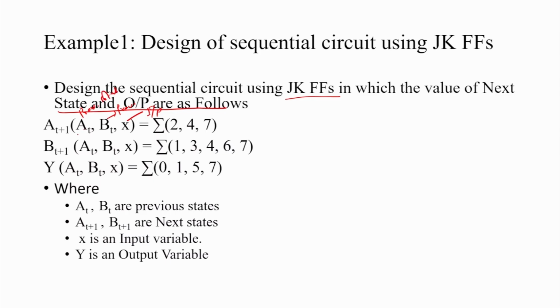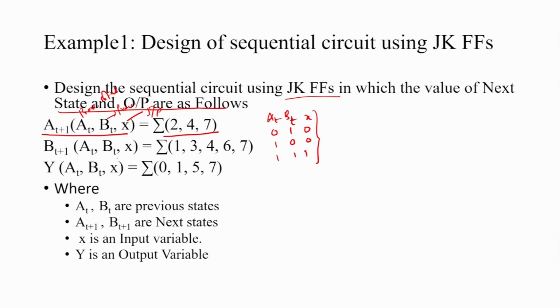This is the previous state of flip flop A, and this is the previous state of flip flop B. So this means in what particular combination the output of next state is 1. It is when the values of At, Bt and X are, in minterms 2, 4 and 7, that is 0, 1, 0, then 1, 0, 0 and 1, 1, 1. So when At, Bt and X are in these combinations, then the output At plus 1 is high.